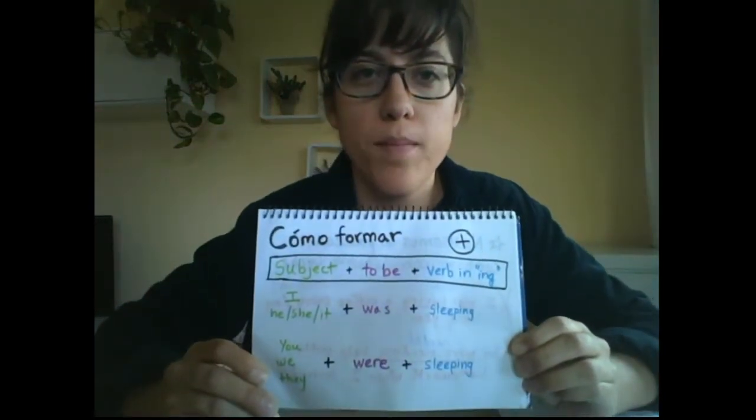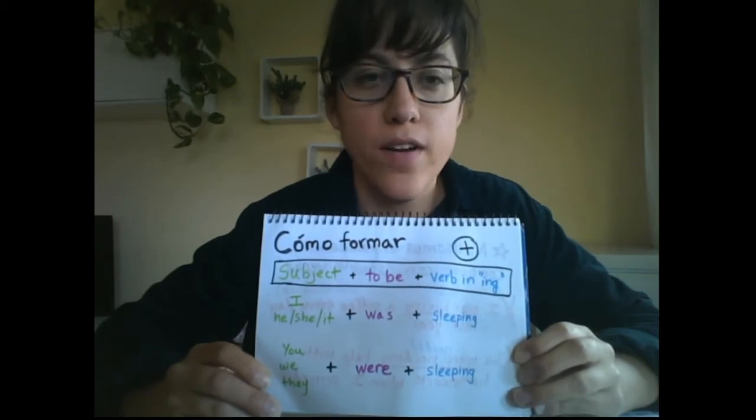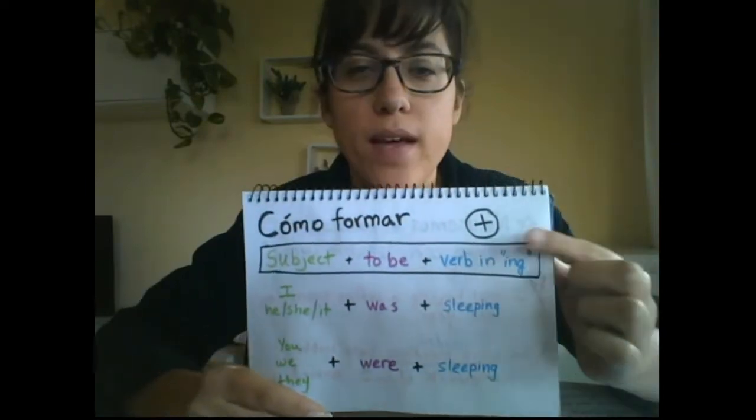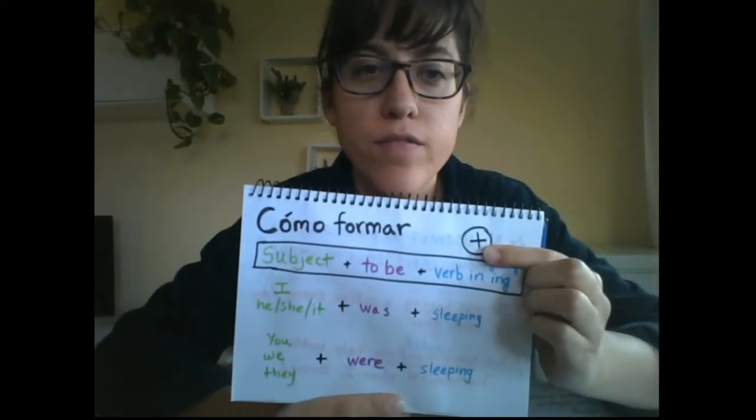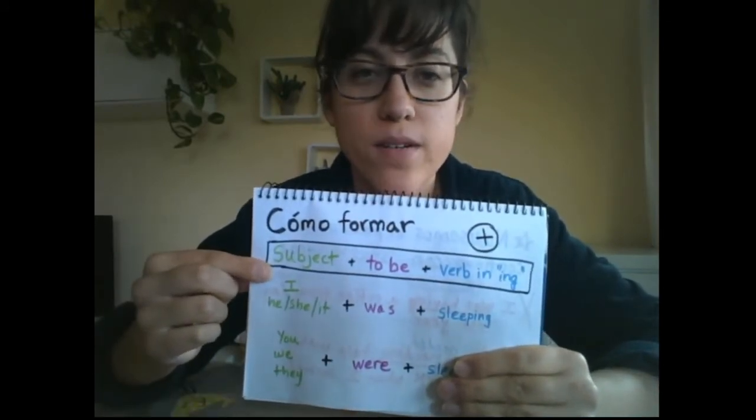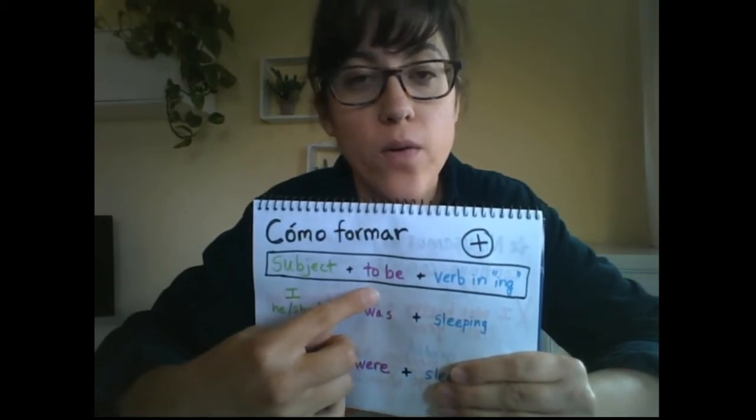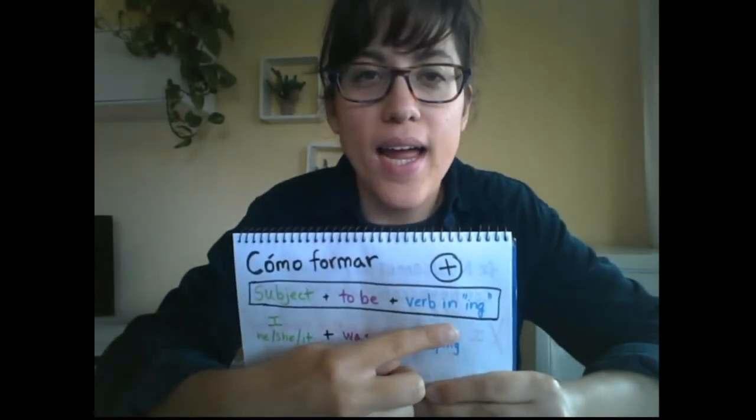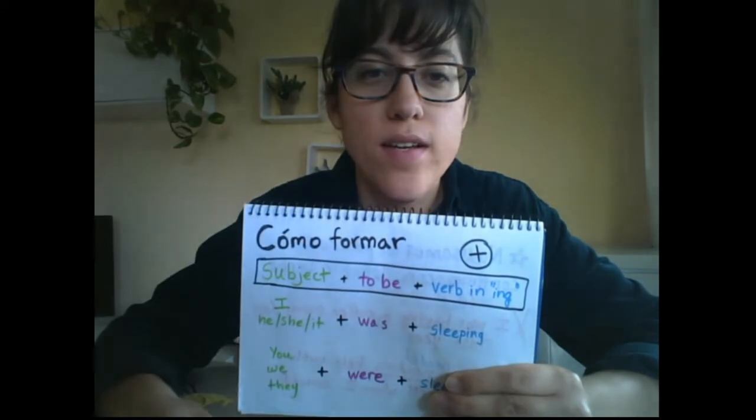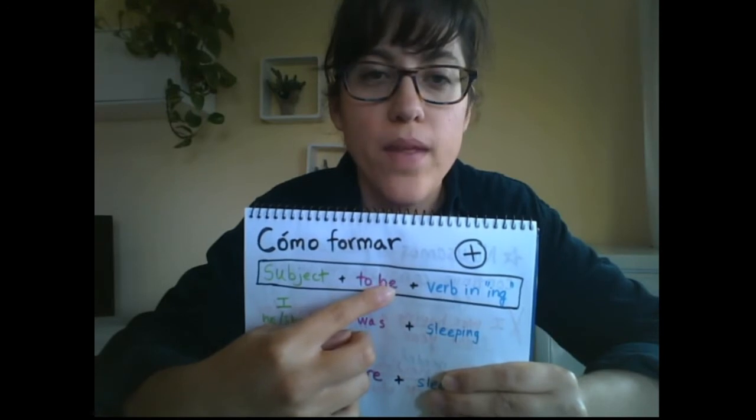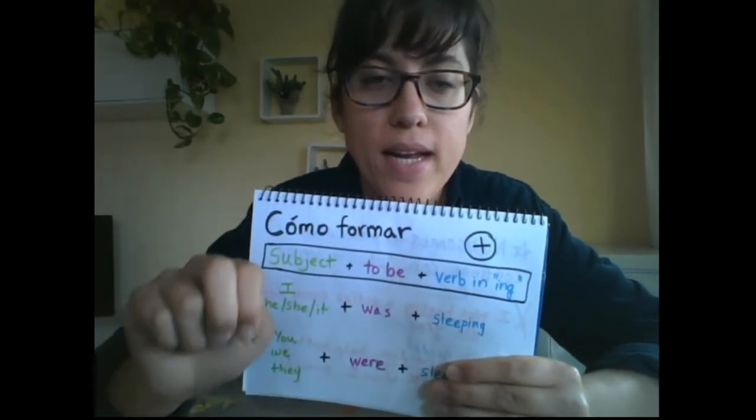Now, the next question. La próxima pregunta. How do I form the past continuous? It's very easy. In the affirmative, el afirmativo, the positive, we go, let's see, subject, sujeto, the verb to be, conjugado, and then otro verbo, la acción, in ing, el gerundio. Okay, now, ya sabemos that to be is irregular. Y va a tener dos formas, depende del sujeto.